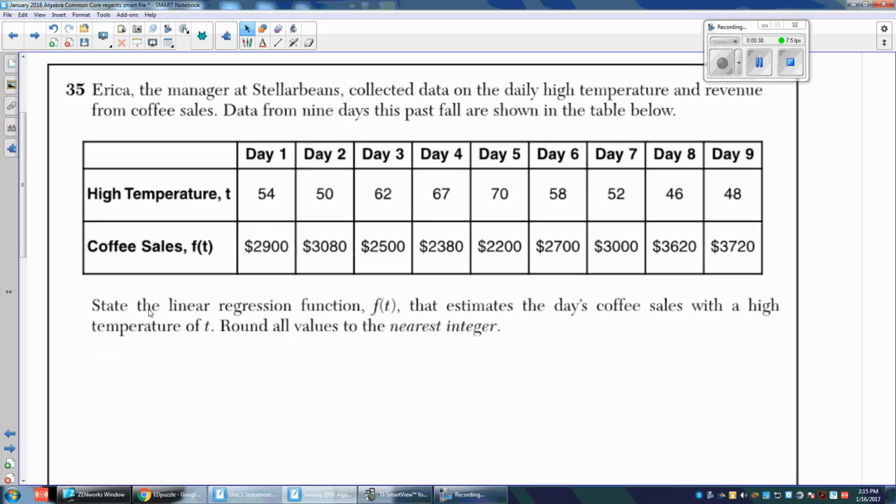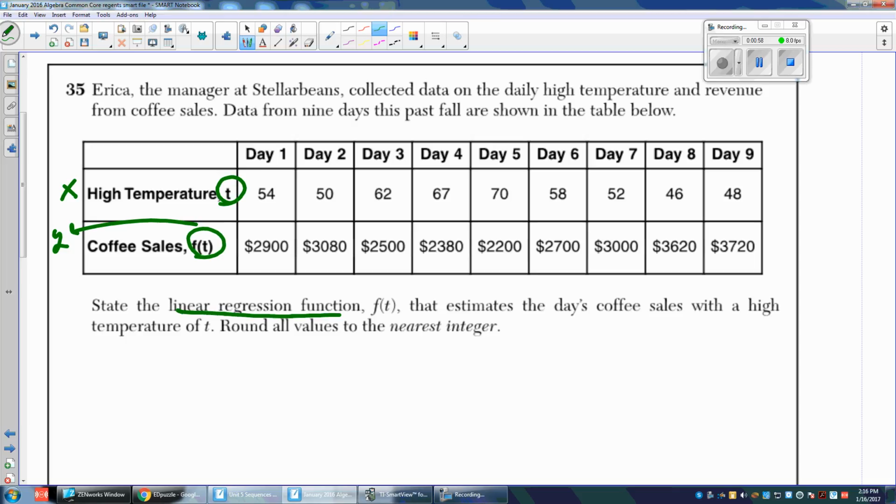Now, I wonder which one is X and which one is Y. If not given, of course, the first one is X and the second one is Y. However, it does have T as our variable and F of T. F of T is the same as Y. F of X is the same as Y. G of T is the same as Y. So you get the idea.